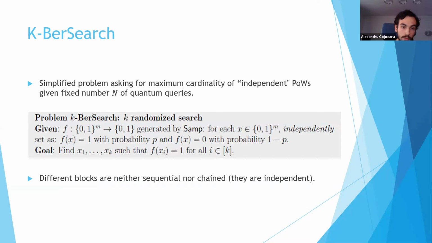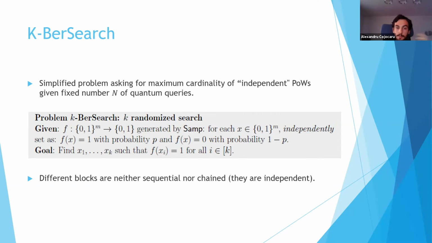More specifically, the k-bear search can be described as follows. We are given a function f that has single bit outputs, which is generated by the following Bernoulli sampling procedure. For each input x, we independently set f of x equal to 1 with some probability p, where p is some parameter, and equal to 0 with probability 1 minus p. And the task is to find k preimages of 1, that is, to find x1 up to xk, such that f of xi is equal to 1.